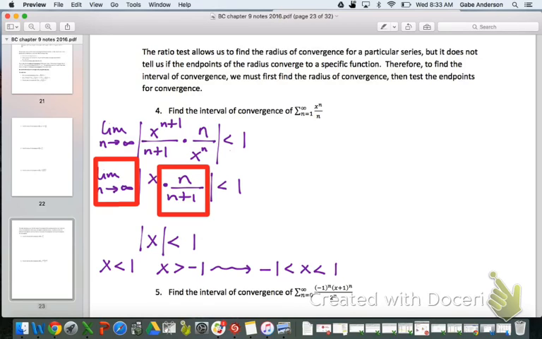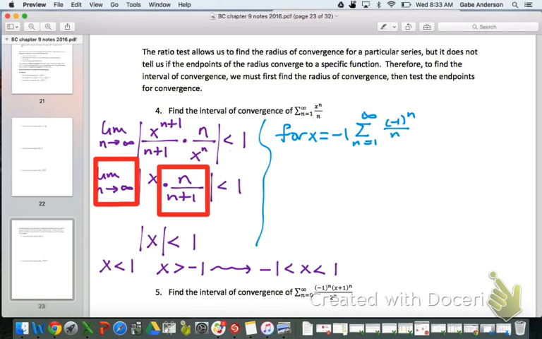We're going to test our interval out. I'll switch to a different color so you can kind of see this a little bit differently. I'm going to test out my endpoint. So I'm going to write it like this. For x equals negative 1, I'm going to test that first endpoint. I get sigma from 1 to infinity of negative 1 to the n over n. This is where those old convergence and divergence rules are going to really help you. By any chance, do you recognize what kind of a series that is?